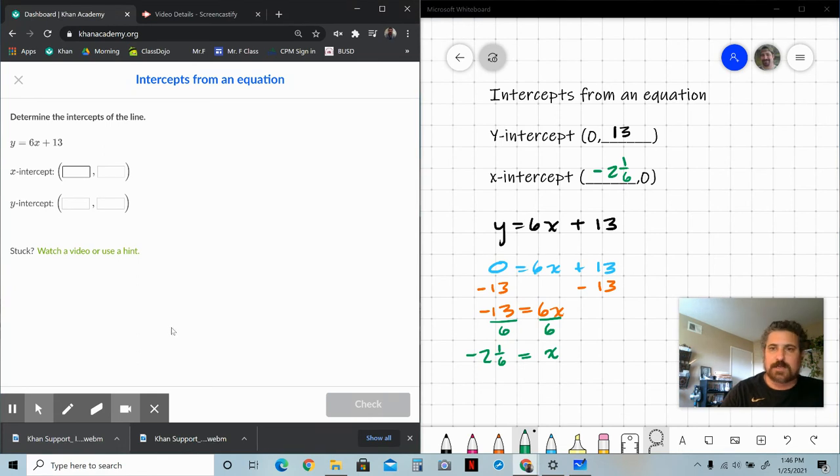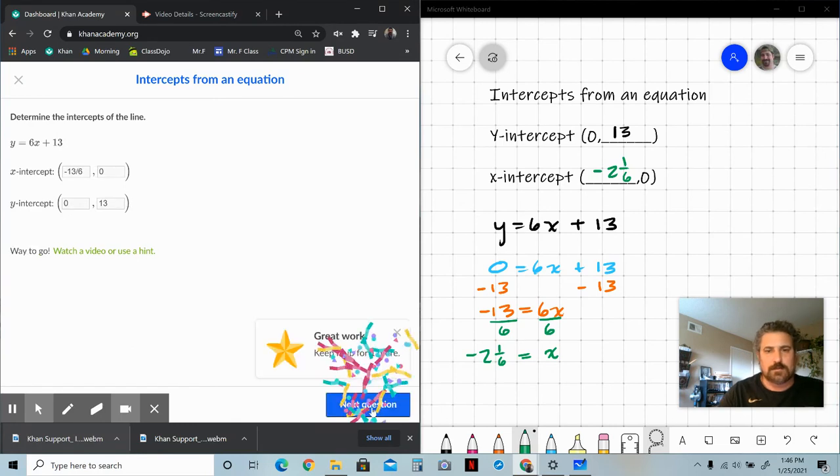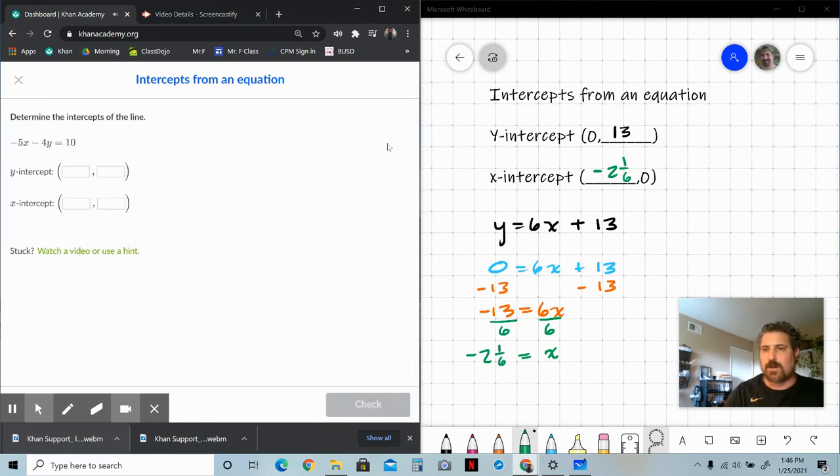So the y-intercept is going to be the value of 0, 13. And the x-intercept is going to be negative 2 and 1/6. So let's just do negative 13 over 6. I'm going to put it in that form. I think it's less likely that they'll just read it. And we're going to make the negative 2 and 1/6, which is negative 13/6, and the y value of 0. So there we go. All right, let's do the next one.